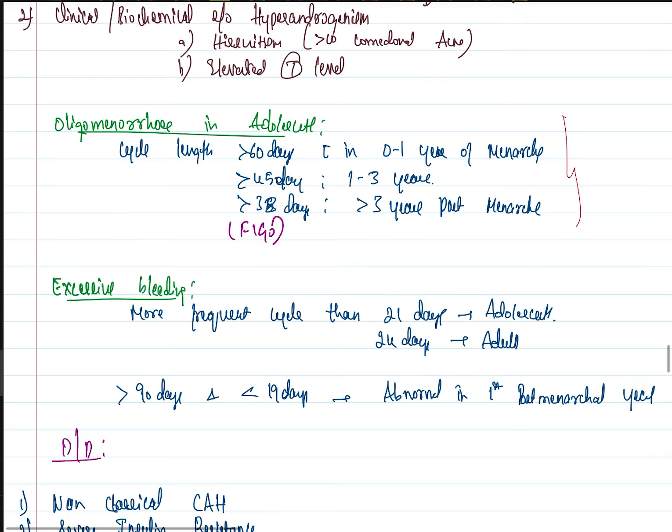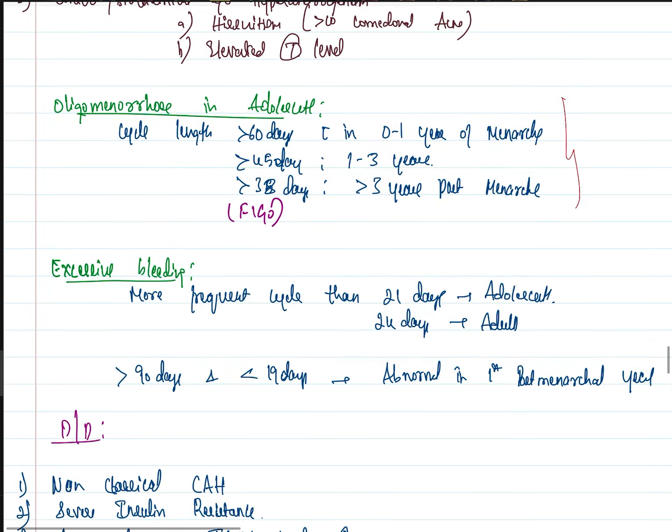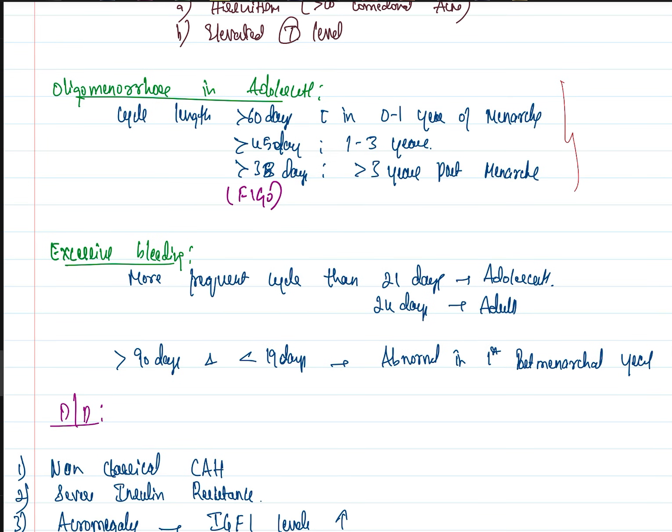And anytime excessive bleeding, more frequent cycle than 21 days in adolescents, or 24 days in adults. Anytime more than 90 days and less than 90 days is abnormal.